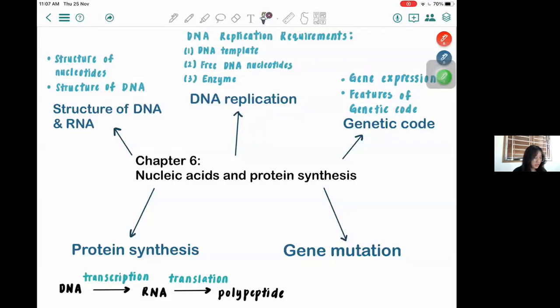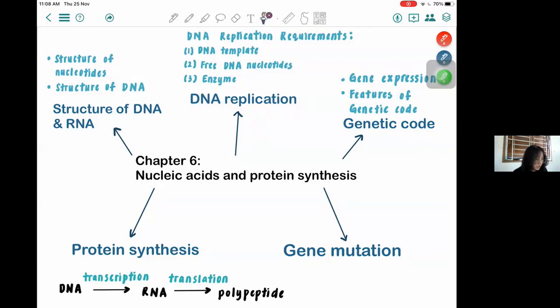Intro for chapter 6, nucleic acid and protein synthesis. There are 5 parts in this chapter: the structure of DNA and RNA, DNA replication, genetic code, protein synthesis, and gene mutation. For the structure of DNA and RNA, you have to know the structure of nucleotides and the structure of DNA.